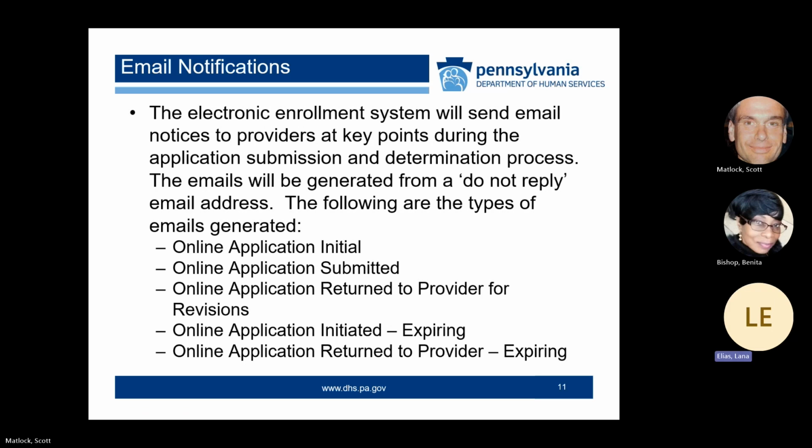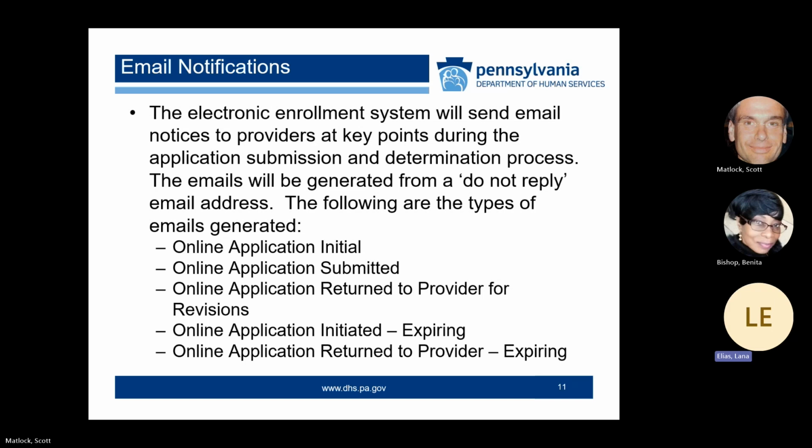The online application returned to provider for revisions would be sent to the provider if you had submitted an application and DHS enrollment staff had returned it for rework. The online application initiated expiring is an email that would be sent to providers letting you know that you started an application, but you have not yet submitted it and it will be expiring. Remember, applications will expire after 30 days from the start date.